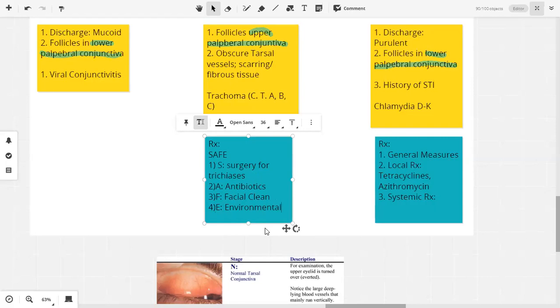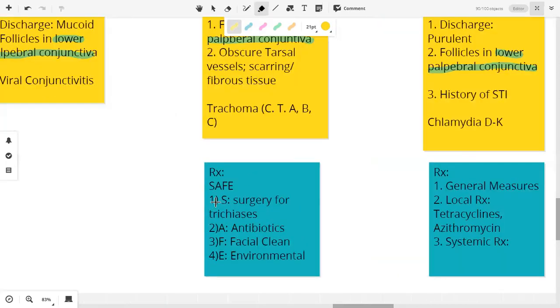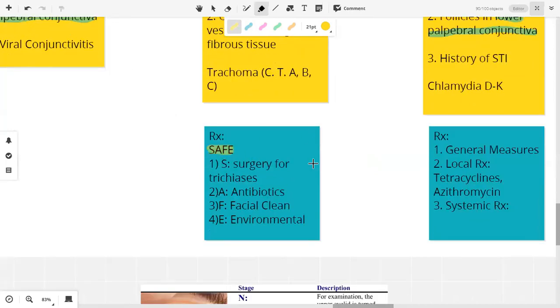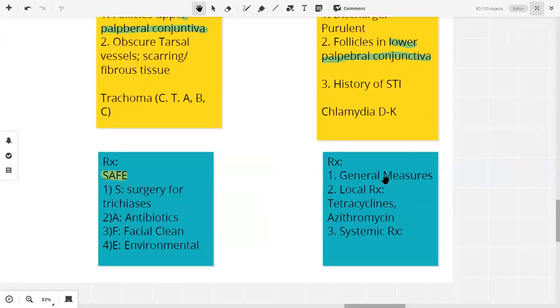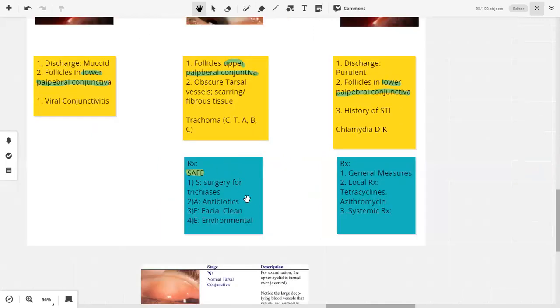Trachoma is a disease of the poor. जो गरीब ममालिक है वहाँ पे ज़्यादा पाया जाता है. पाकिस्तान में as such इतना नहीं है. It's present more in गरीब ममालिक. जिस तरह TB है, tuberculosis, the same is the case with trachoma. So these are the important things which you have to write in treatment. According to World Health Organization, it's a SAFE strategy. SAFE strategy means surgery for trichiasis, antibiotics, facial cleanliness, and environmental hygiene. Antibiotics कौन सी होंगी? We've discussed already tetracycline, azithromycin, according to the culture and sensitivity report of the organism.